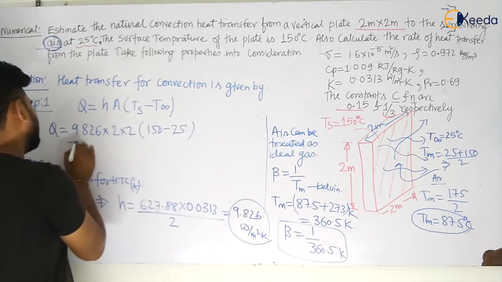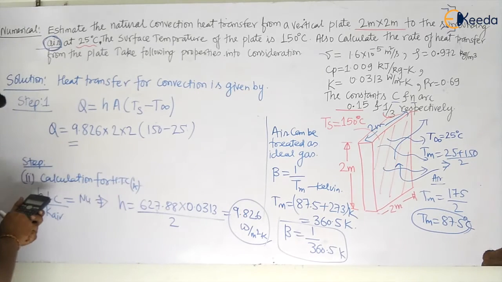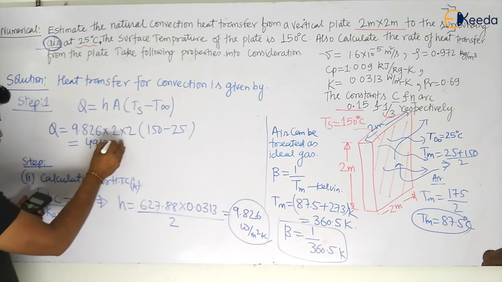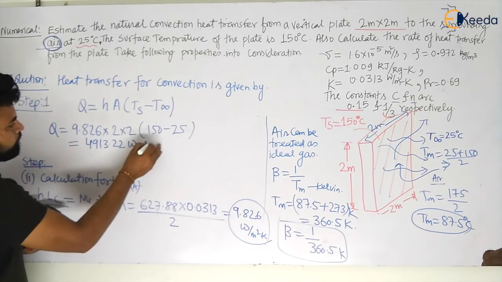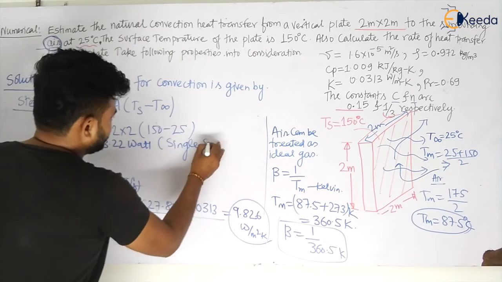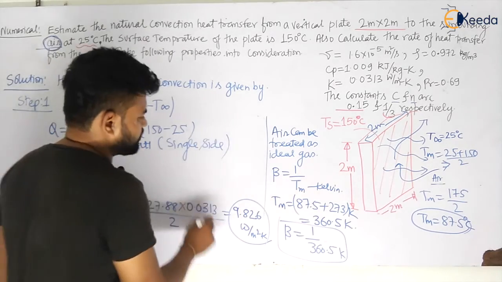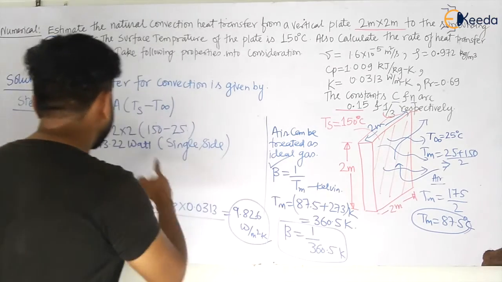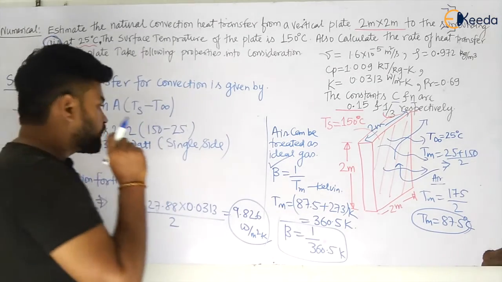So let us calculate the value. So multiply by 4 into 125. So the value of heat transfer will be 4913.22 watt, and that is for single side, my dear students. That is for single side. So at two times you can make a mistake: at first, because temperature must be in Kelvin; at second, the value is for single side.